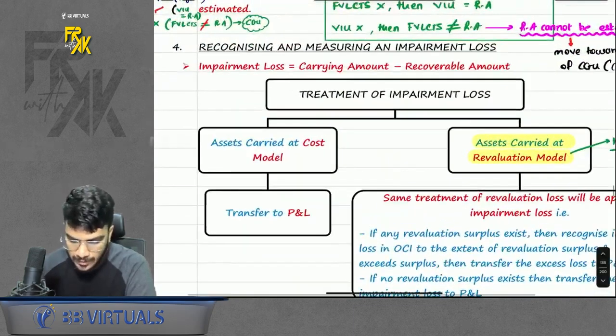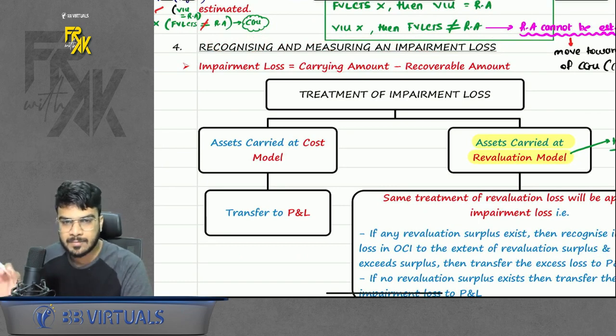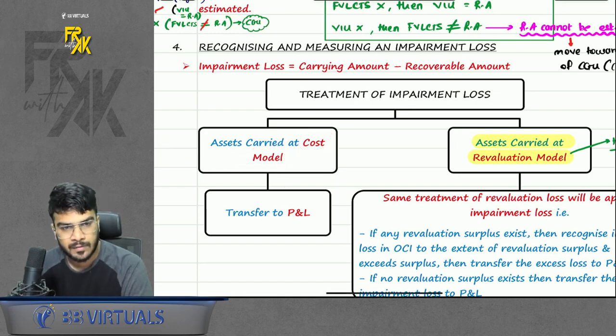Okay. Then the next point is recognizing and measuring an impairment loss. That means, in easy words, where will the impairment loss be transferred? So first, check the asset is at which model. If the asset is at cost model, impairment loss will be transferred to profit and loss.